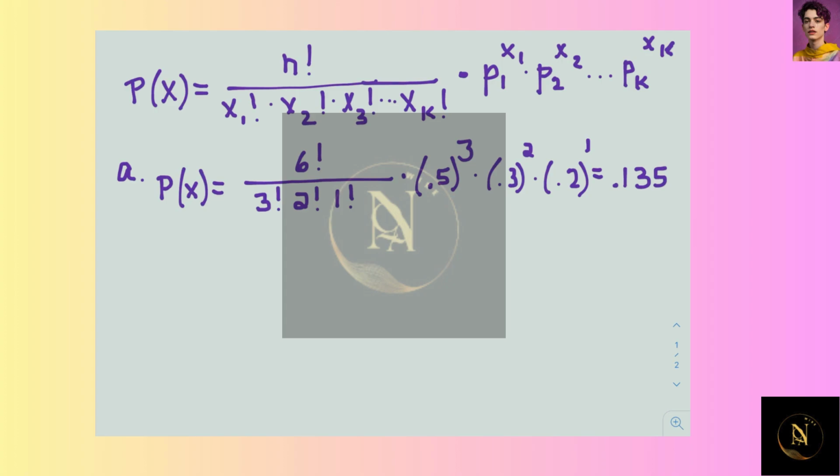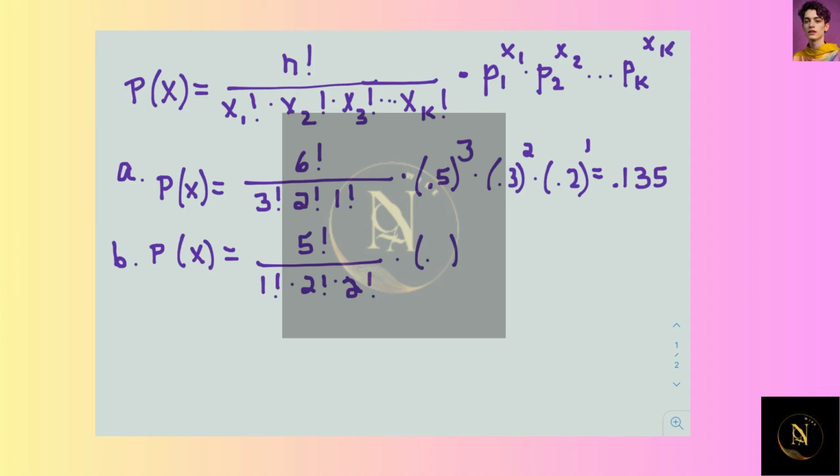For part B, same formula. Our n value was 5, so we'll have 5 factorial in the numerator. Our x1 value was 1, so we'd have 1 factorial. Our x2 is 2, so we're going to multiply that by 2 factorial. Our x3 is 2, so we're going to have a 2 factorial. And now we're going to multiply it by the probabilities.